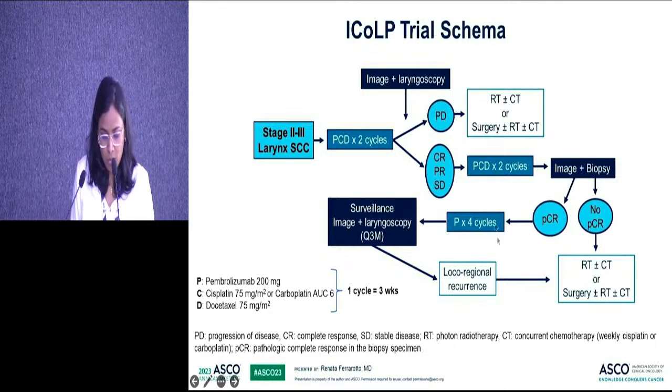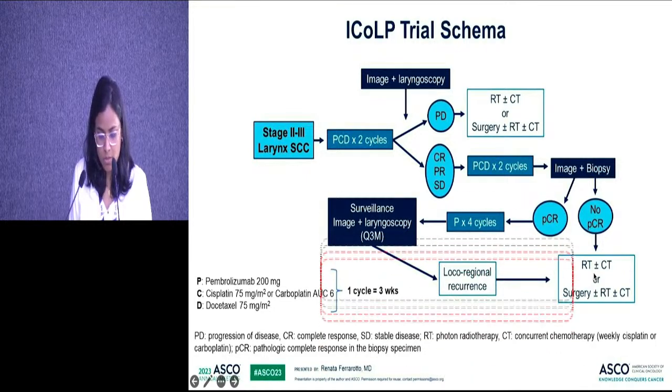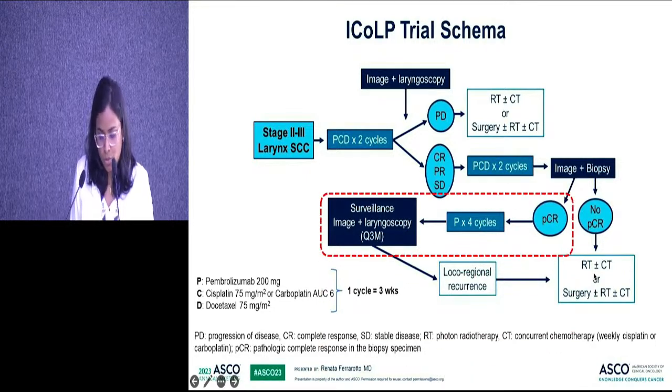And what they looked at eventually is those that had a pathologic CR, they gave 4 more cycles of pembrolizumab and kept them under surveillance every 3 months, looking at a laryngoscopy and imaging, which is pretty strict surveillance, and then at recurrence again offer them the standard of care local therapy. And of course, those who did not have a pathologic CR after a total of 4 cycles went on to receive standard therapy, either RT, chemo or surgery followed by RT. So this is one of the interesting parts of the study: it looked at eliminating local therapy completely.